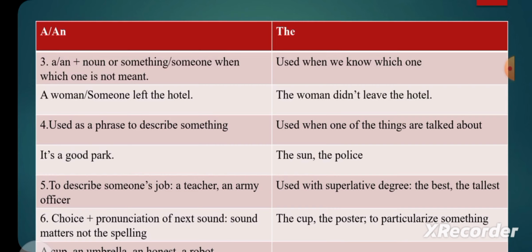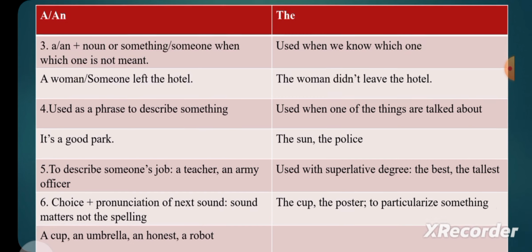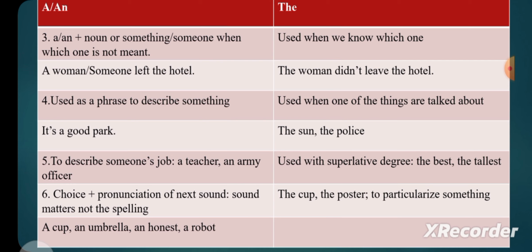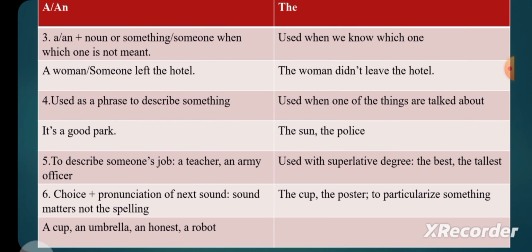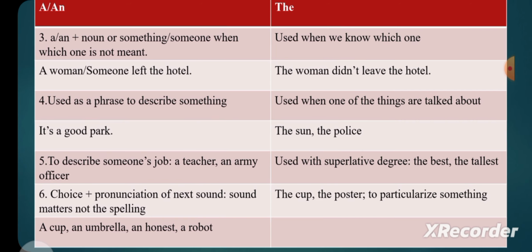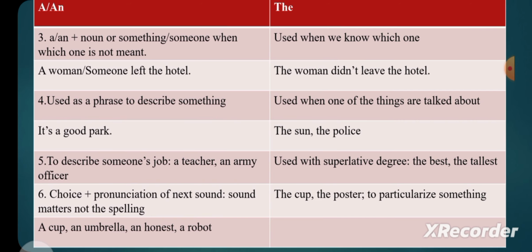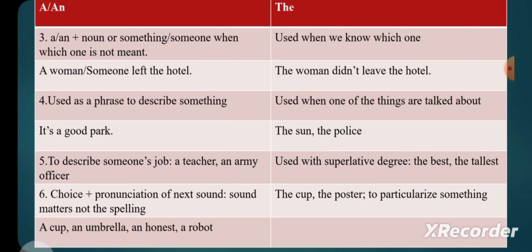Number six rule is about the choice plus pronunciation of the next sound. Sound matters, but not the spelling. For example, cup. Cup is starting with a consonant, a cup. Umbrella. Umbrella is starting with U, which is from the vowel family. So we will say an umbrella. Same is the case with an honest. The sound which is H producing over here is related to a vowel sound. So we will use an. Then a robot. But these words will be used to particularize something with the help of the article the. The cup, the poster.